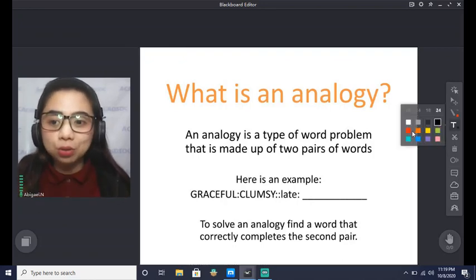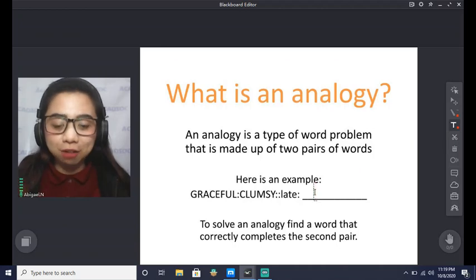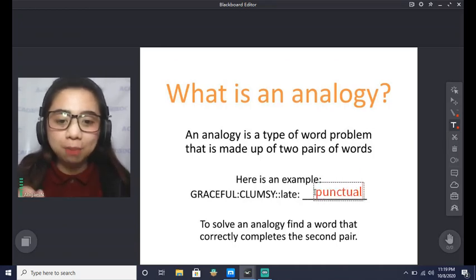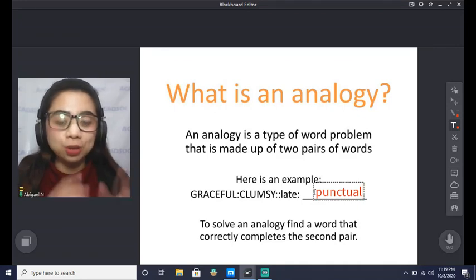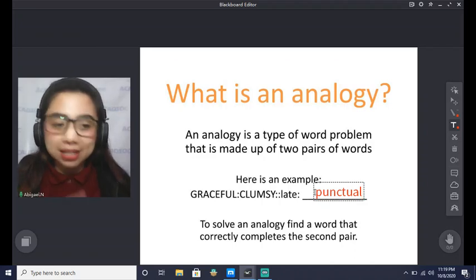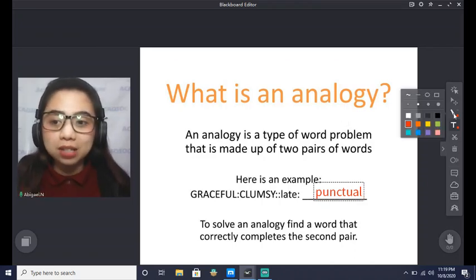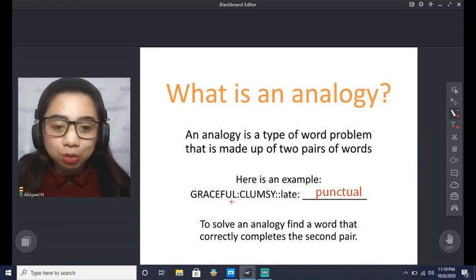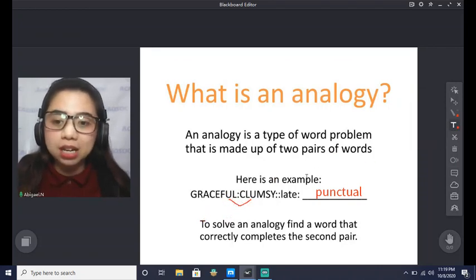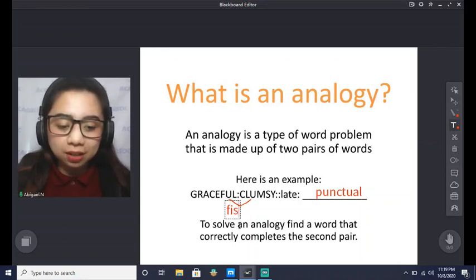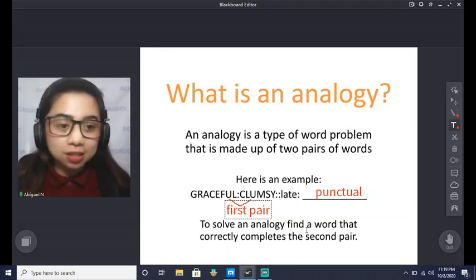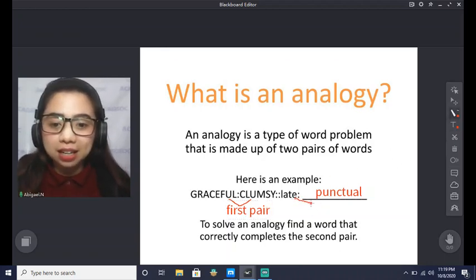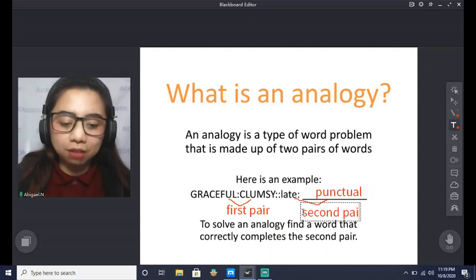I know what you're thinking. Of course, the word is punctual, right? So graceful is to clumsy as late is to punctual. That's how it works. Class, look at this example closely. Graceful is to clumsy. This is the first pair of words. And late is to punctual, on the other hand, is the second pair of words.